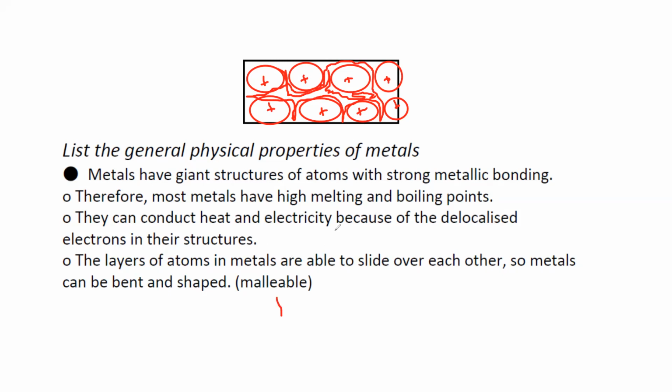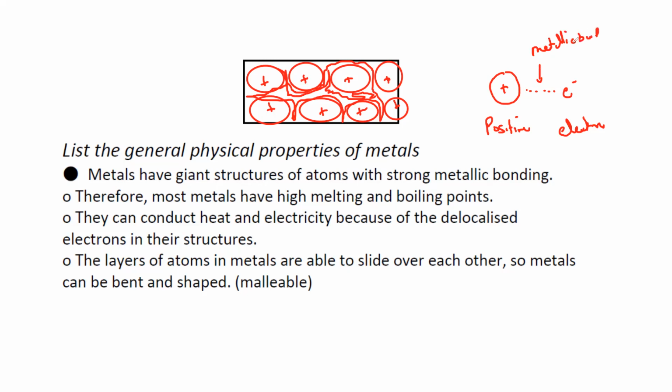So the general properties of the metal: the structure of a metal consists of a lattice of positive ions and delocalized electrons. Therefore, most metals have a high melting point and high boiling point. What is the reason? Because the metallic bond is strong. What is a metallic bond? The metallic bond is the attraction between the positive ions and the electrons. What do we call this attraction? We call this attraction a metallic bond, and this metallic bond is very strong.